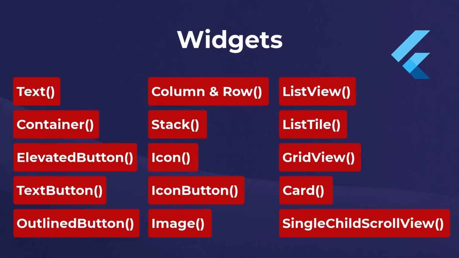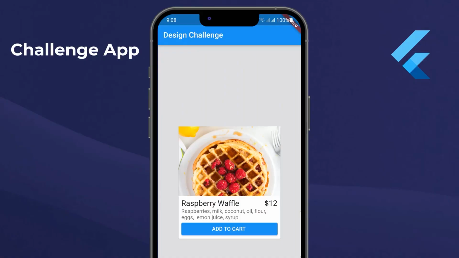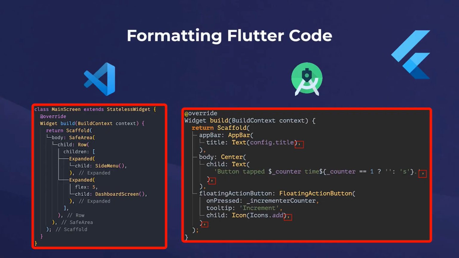After that, we will get to know some basic widgets in Flutter like text, container, buttons, columns and rows, icons, etc. Next, we have a challenge app where we are going to use most of the widgets inside of it to create a beautiful Flutter application. At the end, we are going to learn how to format our Flutter code to be more readable to us and for any other developer.